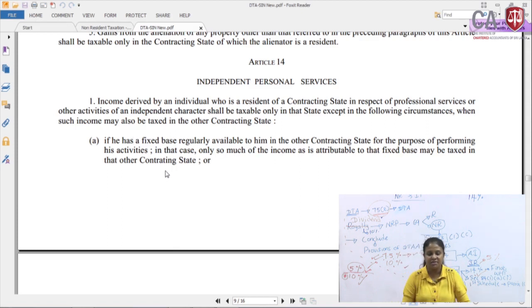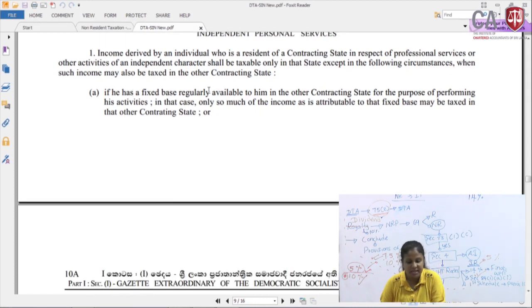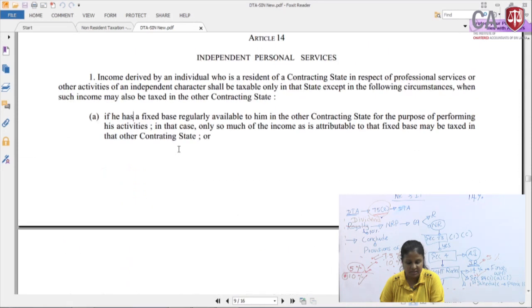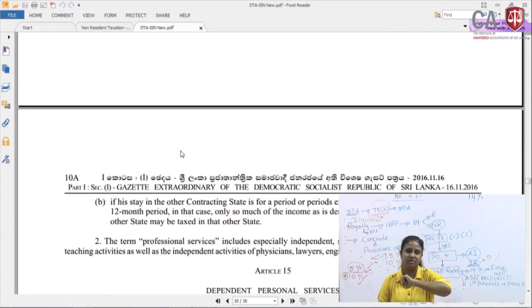If he does not have a fixed base available, then he only has to pay tax in Singapore. If he has a fixed base in Sri Lanka and he is performing his activities based on that fixed base, then he should pay tax in Sri Lanka. Or, now see, there are A and B, two conditions. If one is satisfied, then based on the scenario, he may pay tax in Singapore or Sri Lanka. You have to evaluate this, not both.